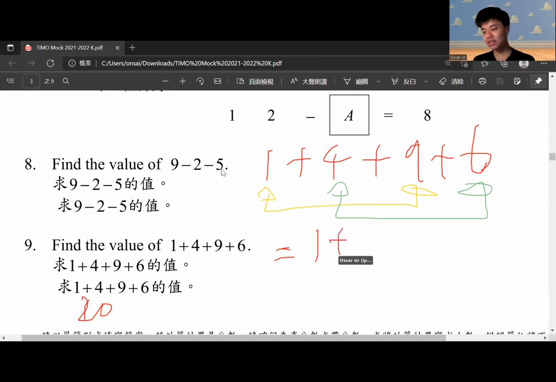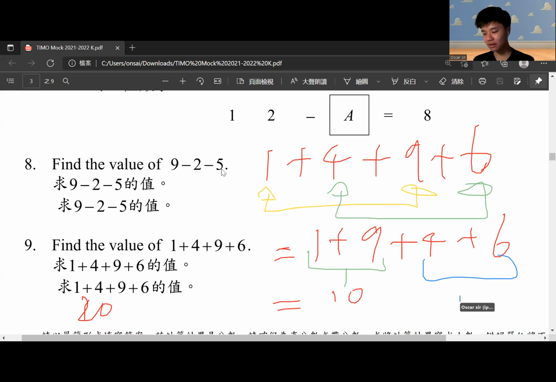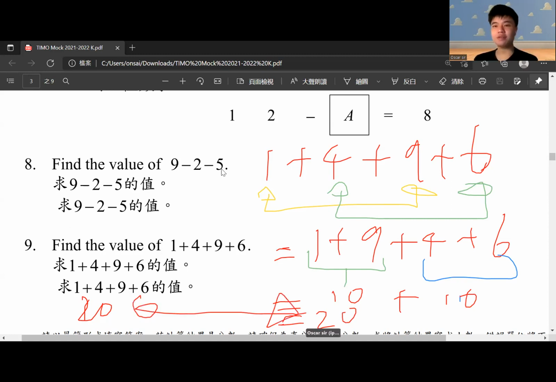Just like this, 1 plus 9 first, and then plus 4 plus 6. In this situation, we can find that this one is 10, and then this one is also 10. So we can calculate the answer is 20. It's the same answer, okay? So we can solve this problem this way, by finding the terms that can make 10.